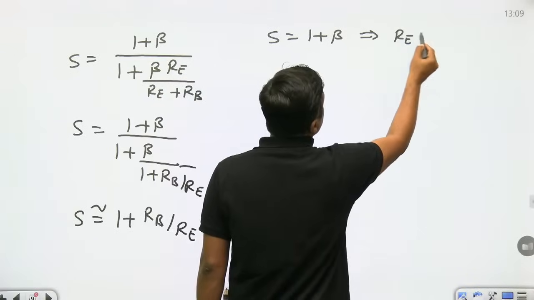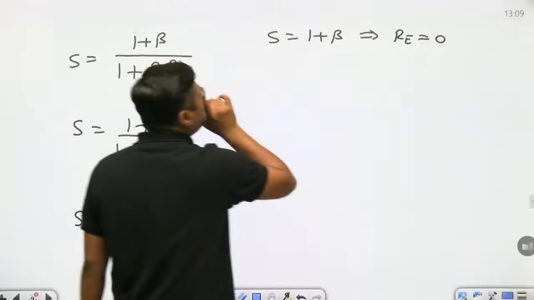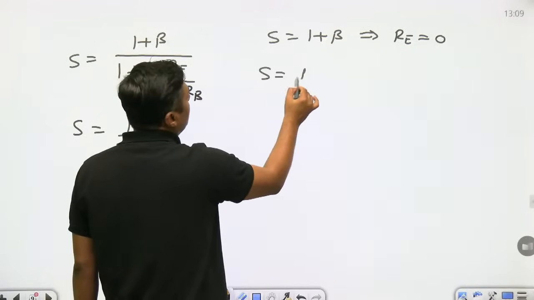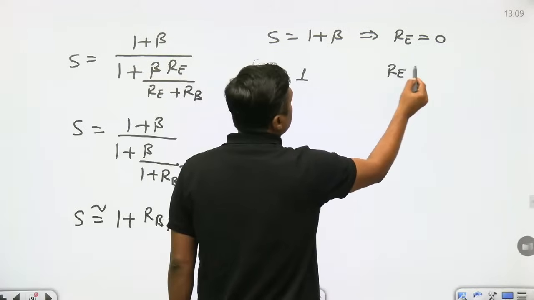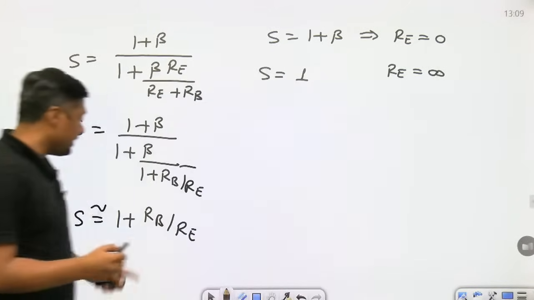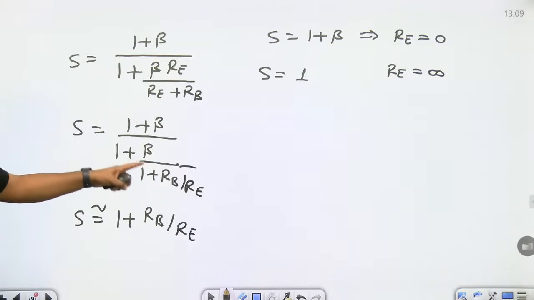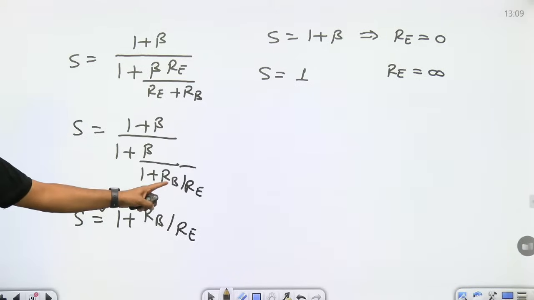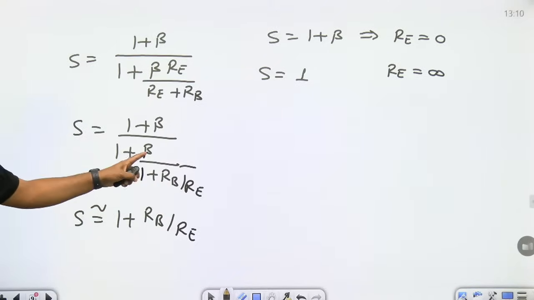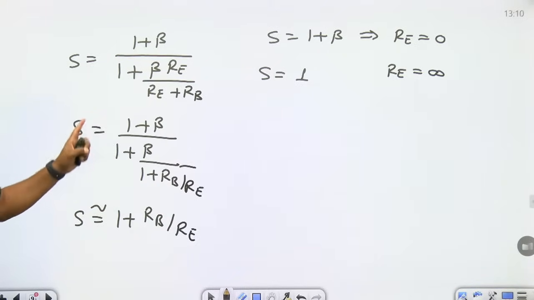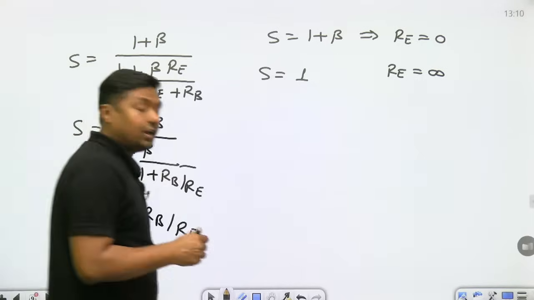When Re is 0, S will be... and when Re is infinite, S will become 1. When Re is infinity, Rb by Re will become 0, so we get (1 plus beta) upon (1 plus beta), which means S is equal to 1. That is called the lowest value.